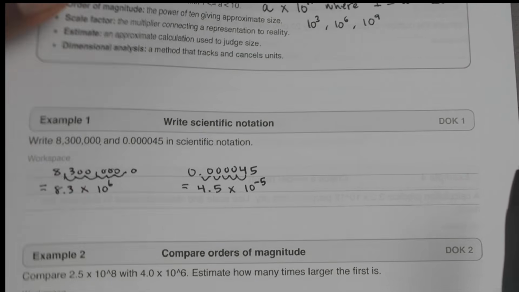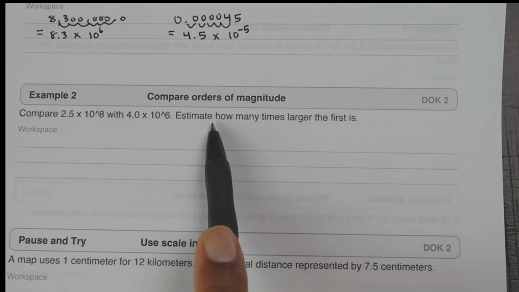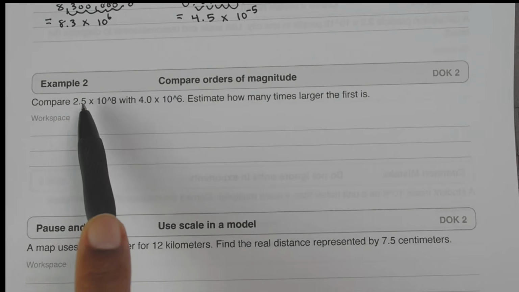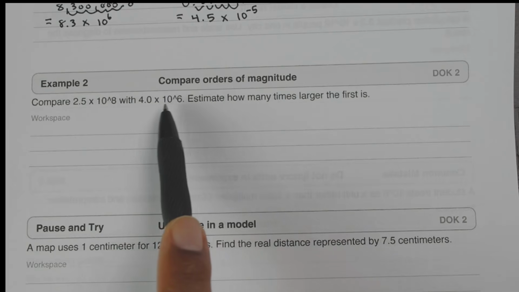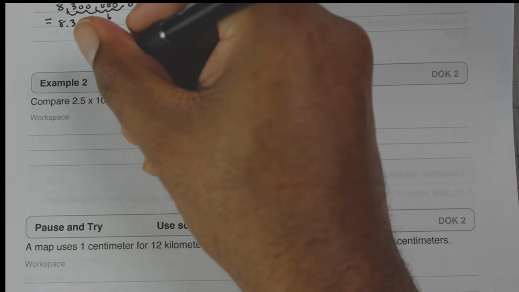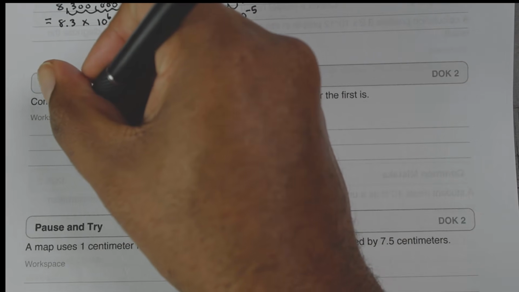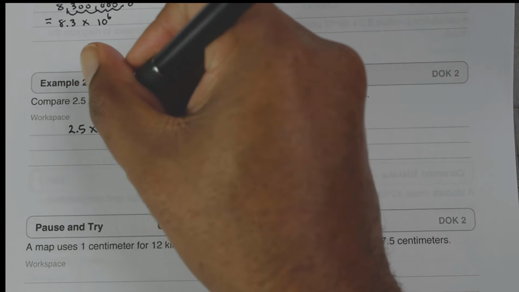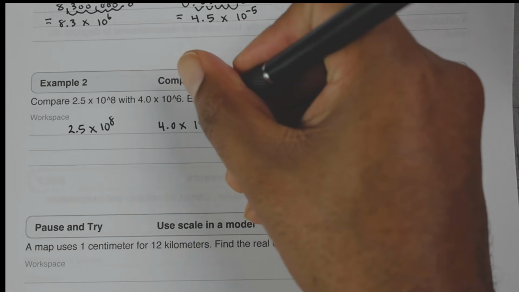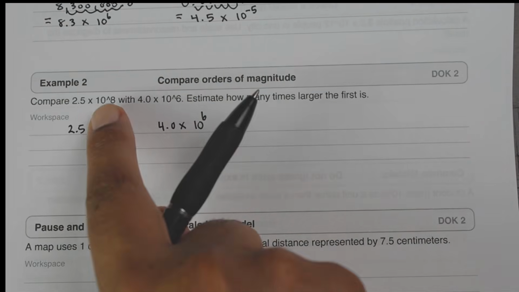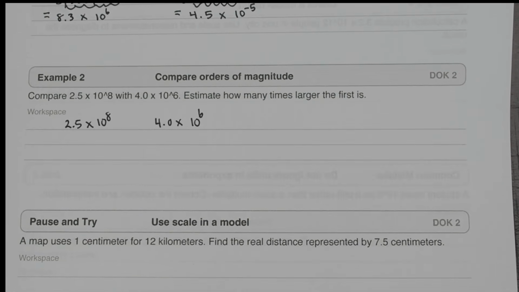All right. Example number two. Compare orders of magnitude. Compare 2.5 times 10 to the 8th and 4.0 times 10 to the 6th. Okay, remember this is 2.5 times 10 to the 8th power, and then this is 4.0 times 10 to the 6th power. Those carets just simply mean raised to that power. Estimate how many times larger the first one is. So we want to estimate how many times as large the first quantity is.